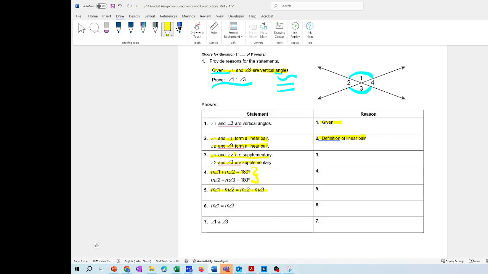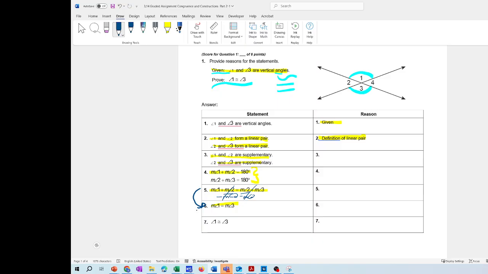So what's happening there? Then, what did they do to get measurement of angle 1 equals to measurement of angle 3? Look at this. I'm going to give you a hint there. You have here, it's repeated, right? So what happens from this step to this step? What if I subtract? They cancel out. So I'm going to help you out there. It's the subtraction property of equality.